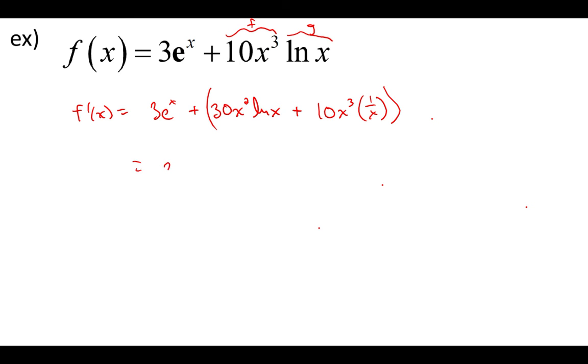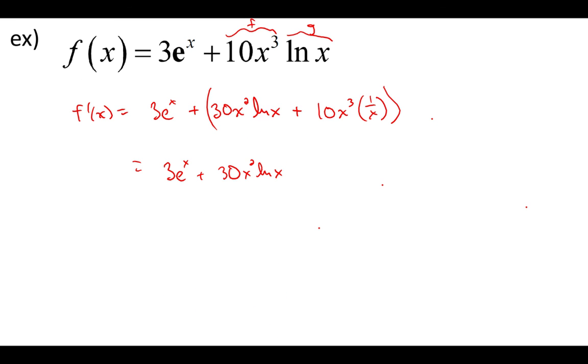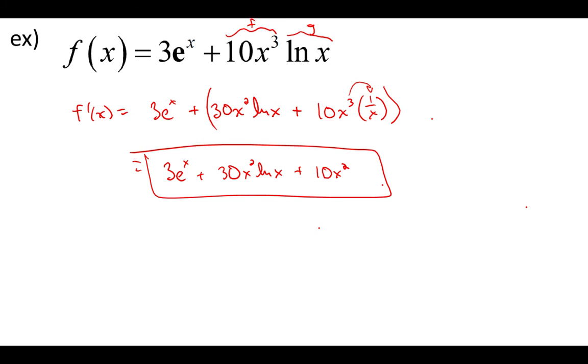So then when we write out our answer here, 3e to the x plus 30x squared ln x. We can just write that as one fraction there. This would just go up on top. And would actually just cancel out with one of the x's, so that would leave us with just 10x squared. And there's our solution. All right, hopefully that made pretty good sense to you.